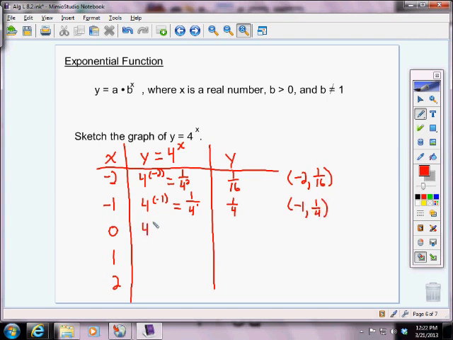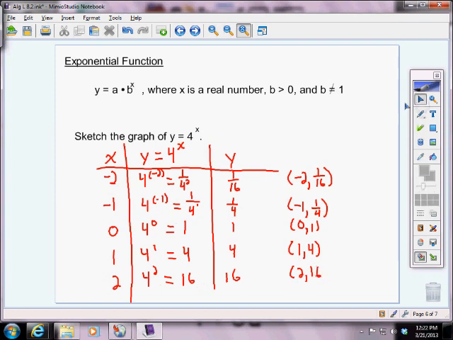If we put a 0 in, 4 to the 0, remember, anything raised to the 0 power is 1. If I put a 1 in, 4 to the first power is 4. Oops, I'm sorry. So we get a 1 here and we get a 4. These are going to be the ordered pairs 0, 1, and the ordered pair 1, 4. And then if we put a 2 in, we get 4 to the second. 4 times 4 is 16. So we get the point 2, 16.